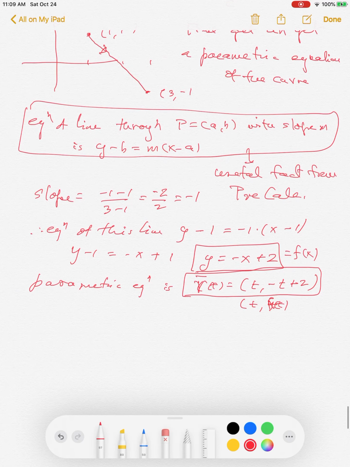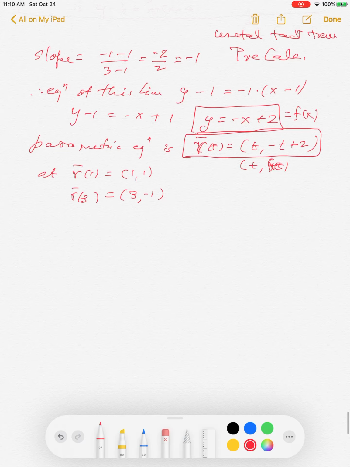Now you have to make sure that the curve is traversed in the right way as you move from, so which will give you (1, 1). So if I put t equal to 1, I get (1, 1). So at t equal to 1, r bar 1 is (1, 1), and to get to 3, I need t equal to 3, isn't it? So this will give me (3, minus 1), so r bar 3. So now I have parameterized the curve.